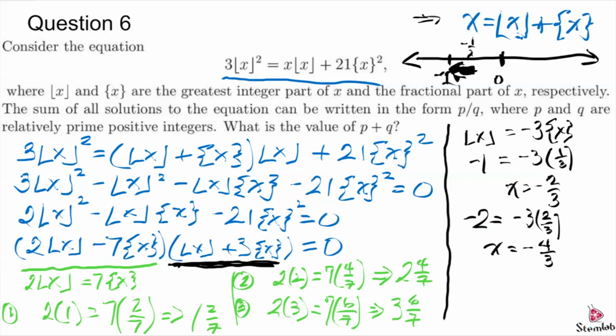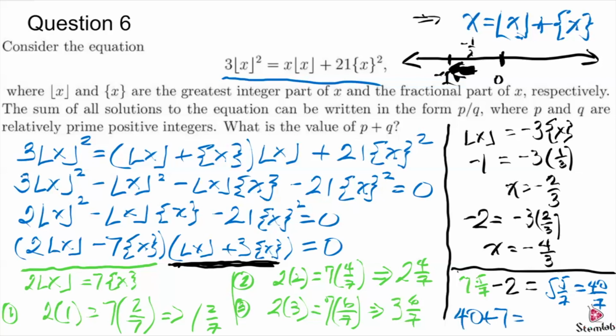Just adding all of these things up, the green portion is 7 5/7. And the black portion, there are 2 solutions, it's just -2. So -2 gives us that the number we're actually looking for is 5 5/7, or written in improper fraction form, 40/7. We are looking for p plus q, so that is 40 plus 7 equals 47.